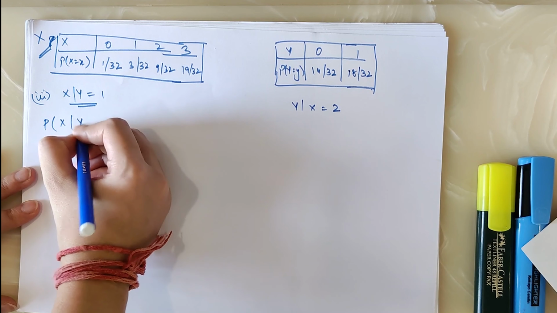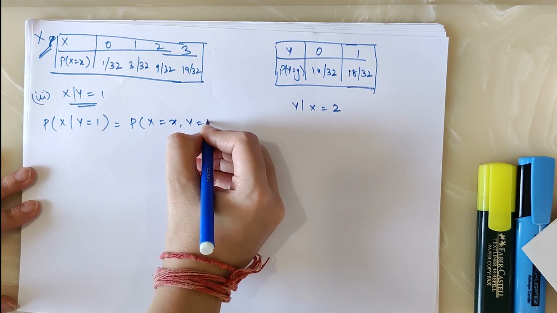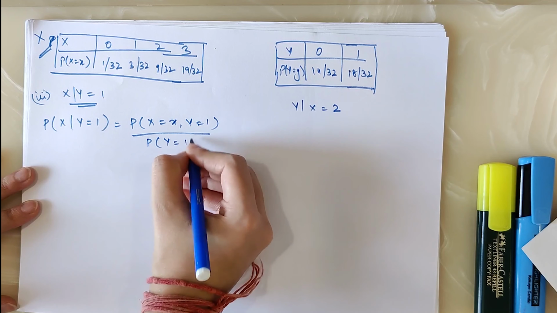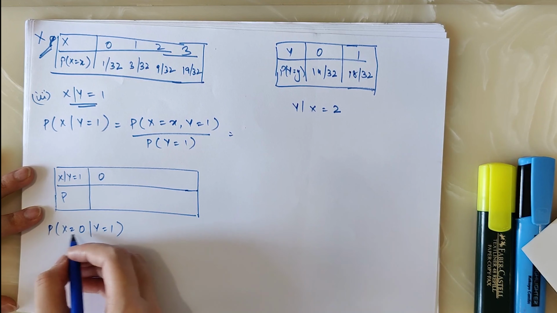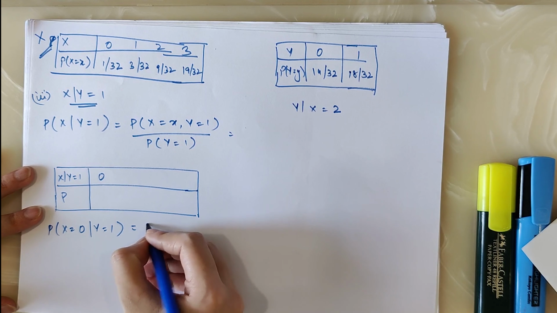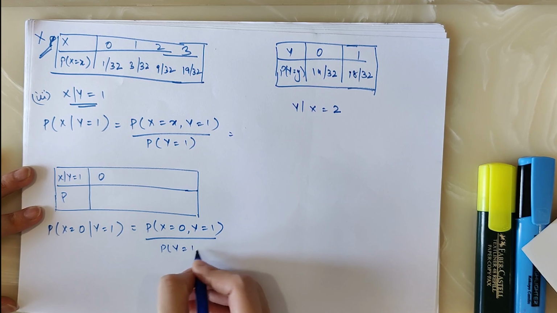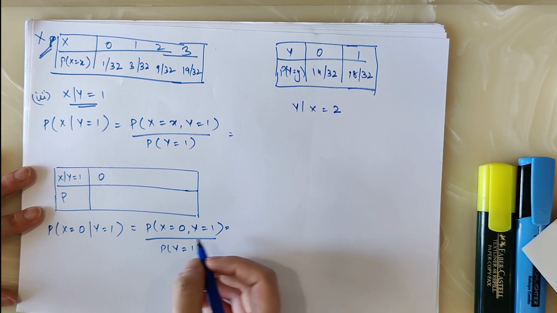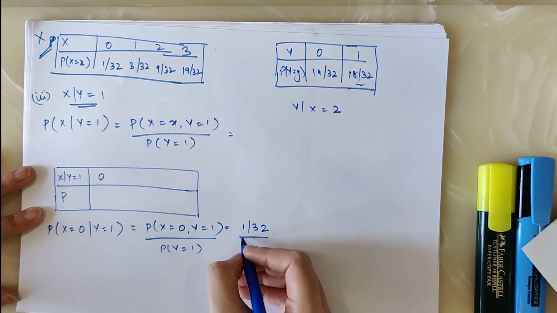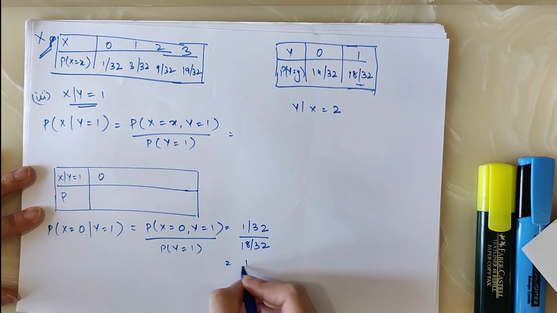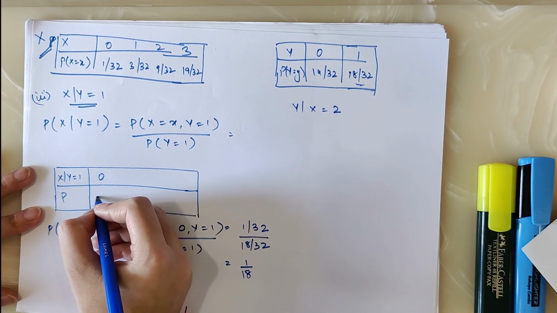For probability x given y is equal to 1, it is basically probability x is equal to x, comma y is equal to 1 upon probability y is equal to 1. Now let's say that x is equal to 0. So in this case we have probability x is equal to 0 given y is equal to 1. So we have probability x is equal to 0, comma y is equal to 1 upon probability y is equal to 1. Probability x is equal to 0 and y is equal to 1 is 1 by 32, and probability y is equal to 1 is 18 by 32. So we have 1 by 18.